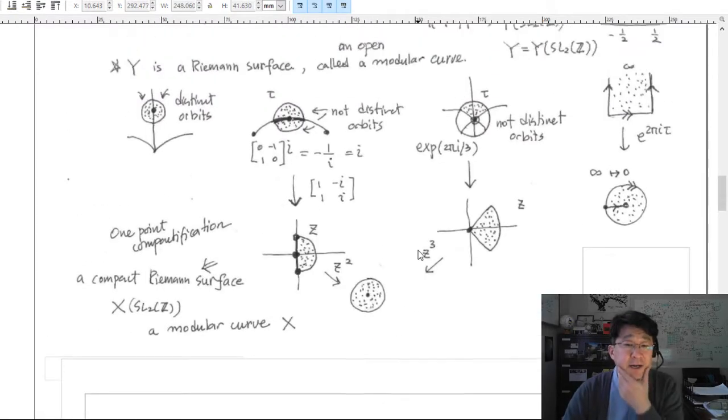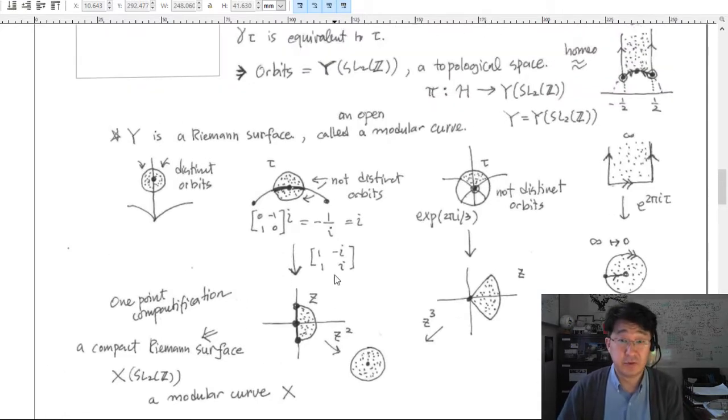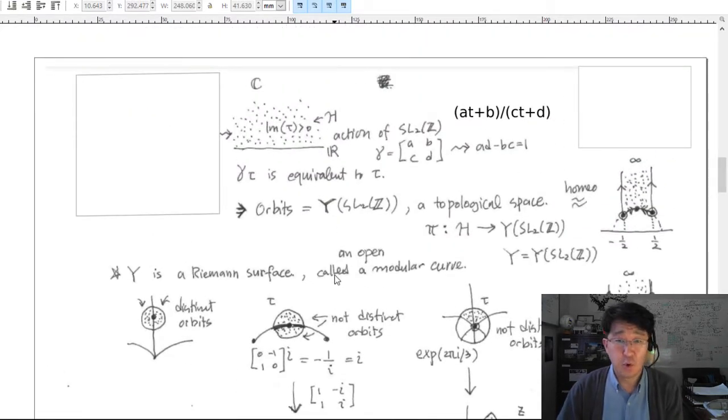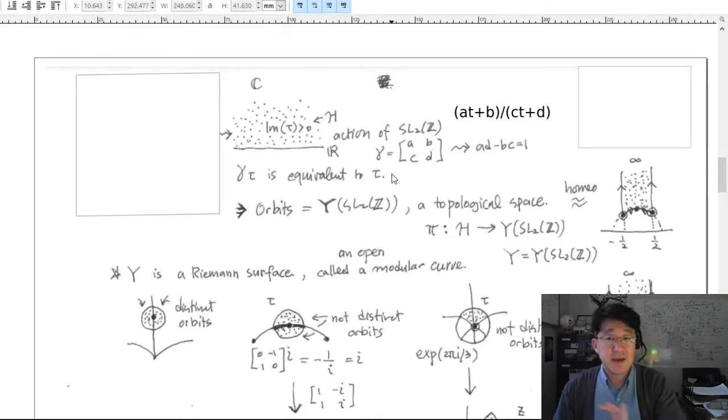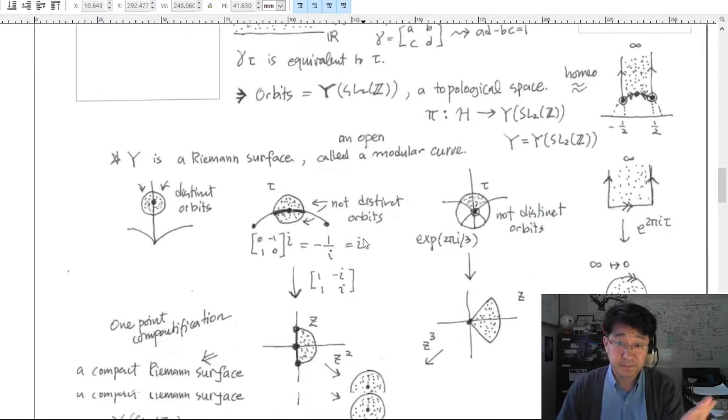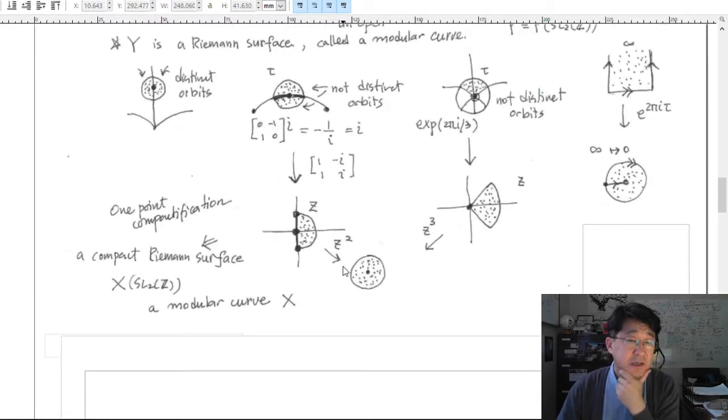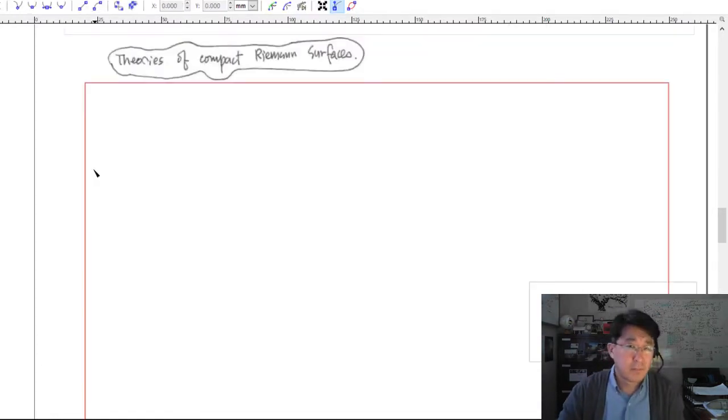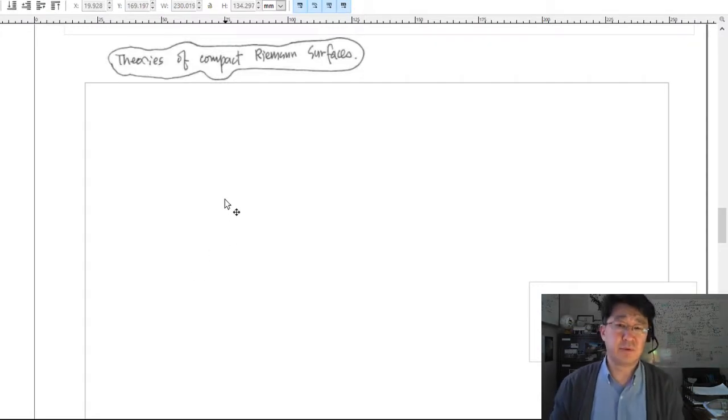So yeah, we have compact Riemann surfaces, and then we think about the rich theory of compact Riemann surfaces, and that naturally leads us to something called modular functions and modular forms. But up until in here, all created by simple setting, the upper half plane and the action of SL2Z, created this interesting compact Riemann surface structure. Right, the theories of compact Riemann surfaces.